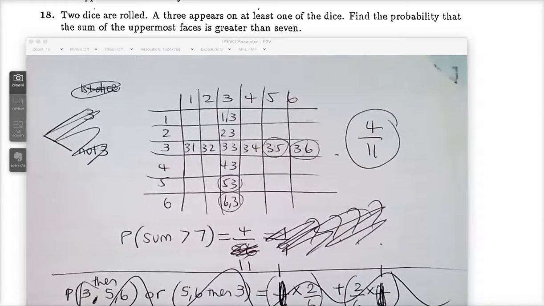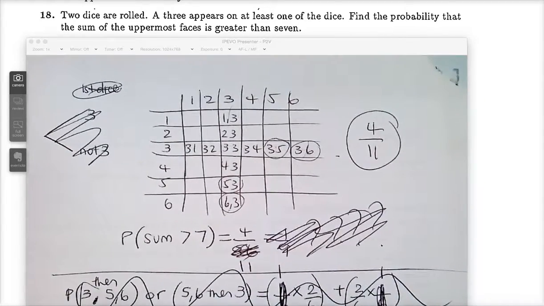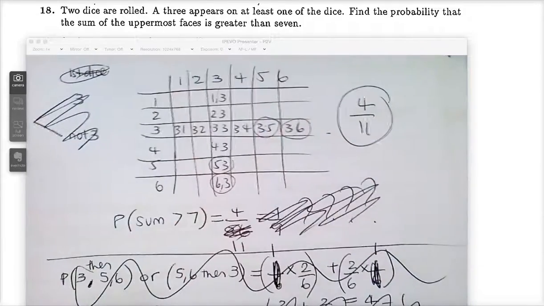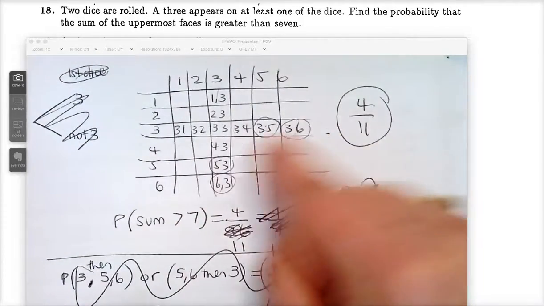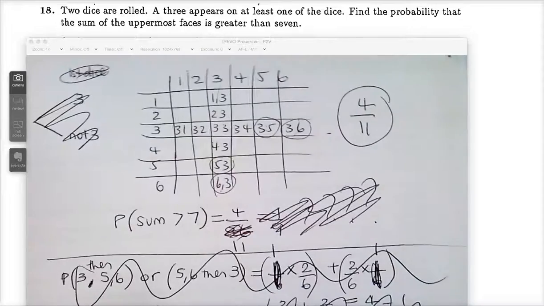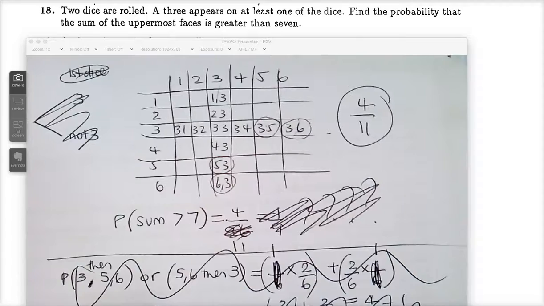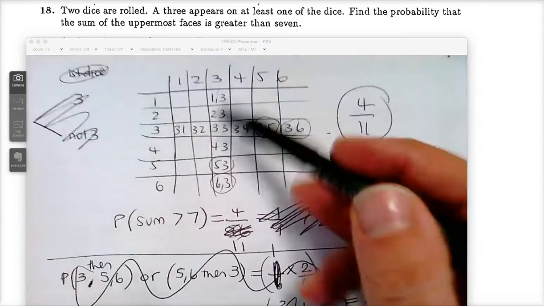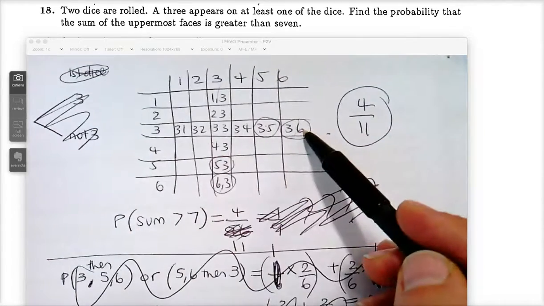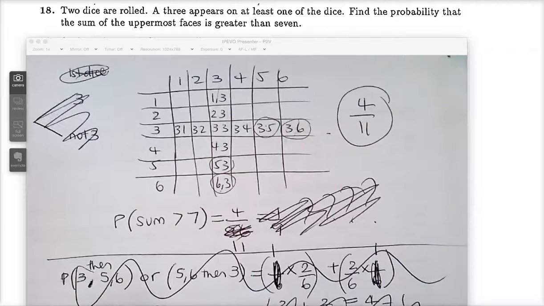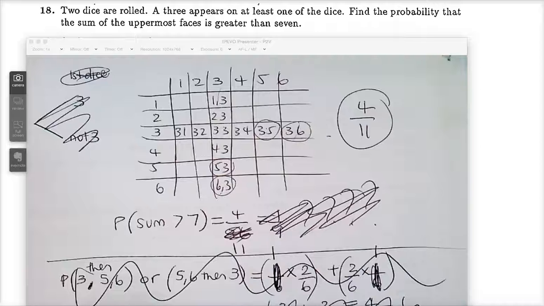Interesting one. The reason you have to just use these is that one of them has to be a 3. So all those other elements that aren't drawn in the grid are not in the sample space. It says at least one 3 appears, so the 1 4 is not even included. It's only these that I can look at, because you have to have at least one 3. That's why it's 4 out of 11.